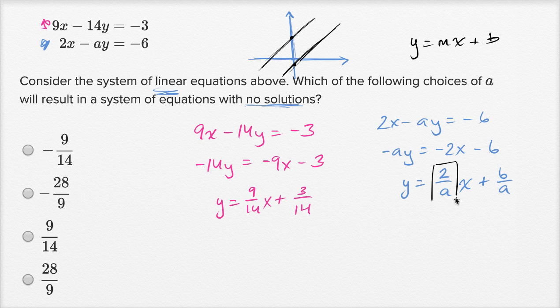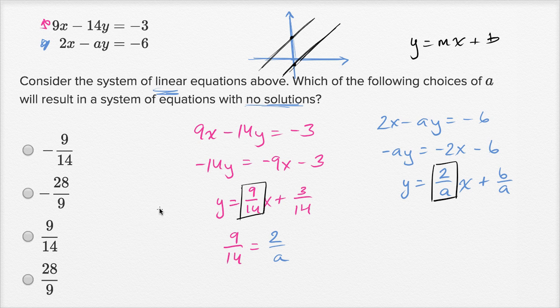All right. So we need to set up a situation where 2 over a is equal to 9 over 14. These two things have to have the same slope. And then when we figure out that a, we have to verify that they have different y-intercepts. Because if they have the same slope and the same y-intercept, instead of having no solutions, they would have an infinite number of solutions, because then it would be the same line. But let's solve for a. So we know that 9 over 14 needs to be equal to 2 over a.